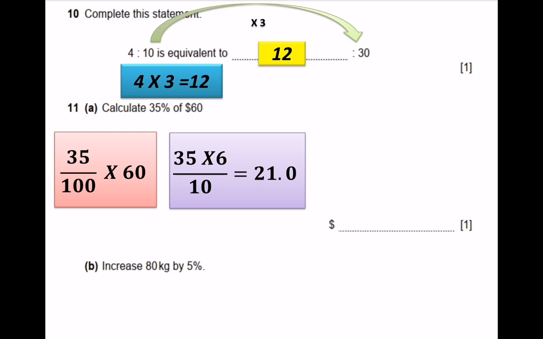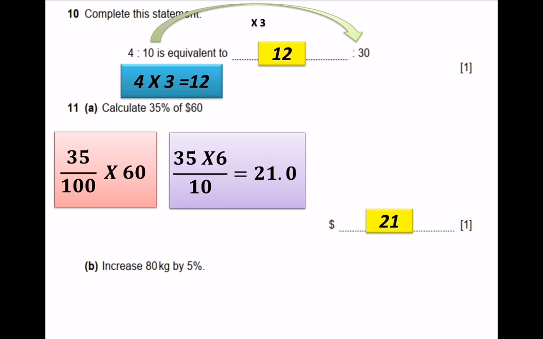If I'm saying I have $60, 35% of the 60, it must be less than 50% of the 60, which is 30. So 35 is less than the 50, so it will be less than $30. So it will be $21.